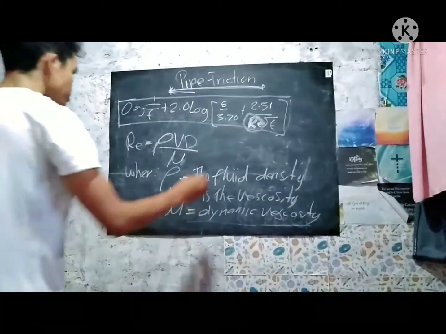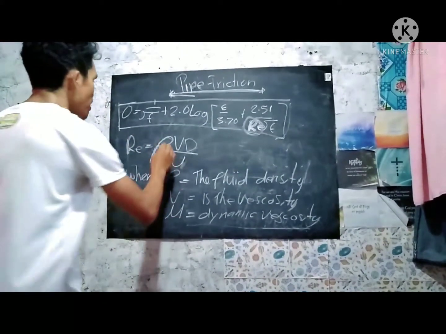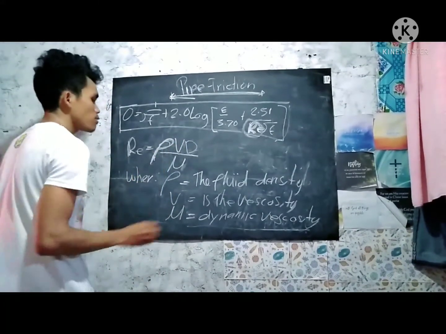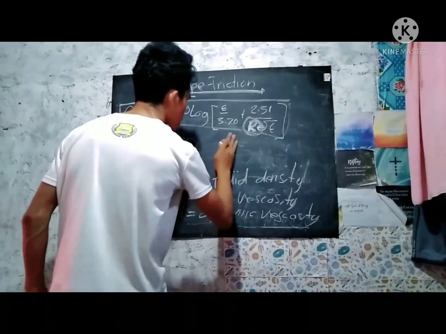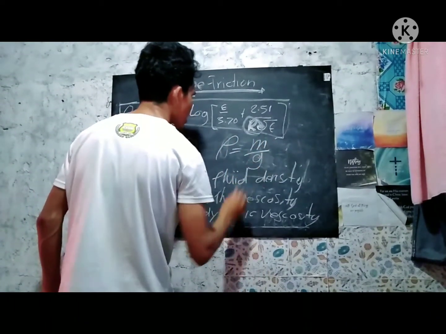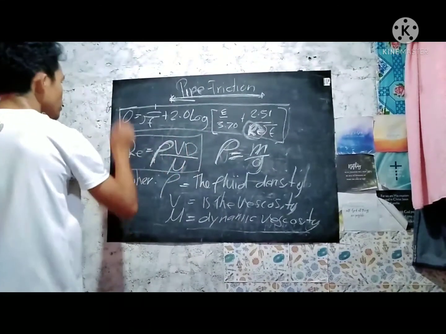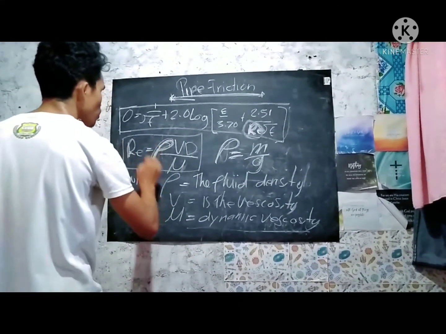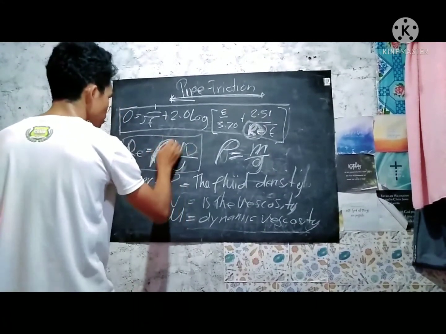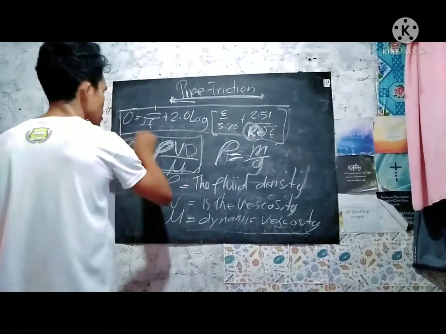In order to solve this Re, we're first going to find this density. The formula of density is rho equals mass over volume. We're going to first find our density, and then we'll get the equation of Re.